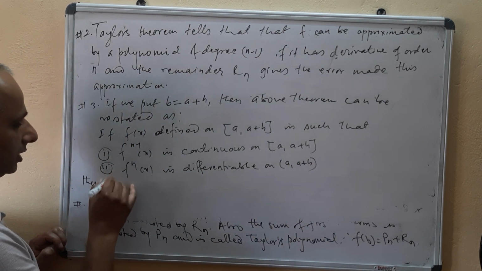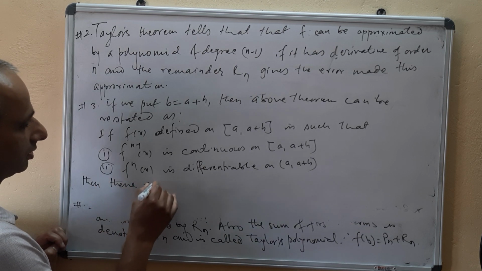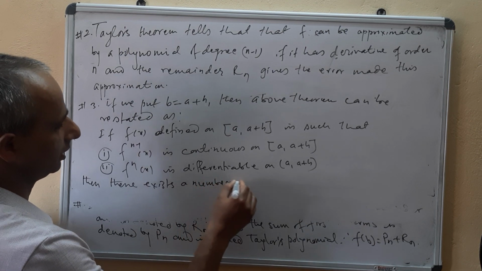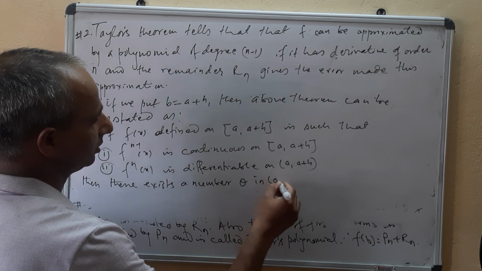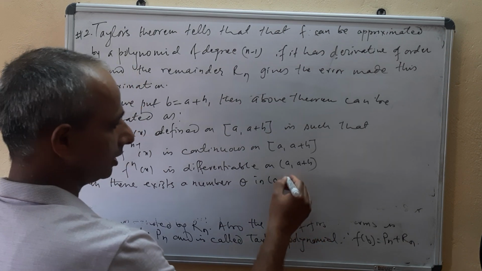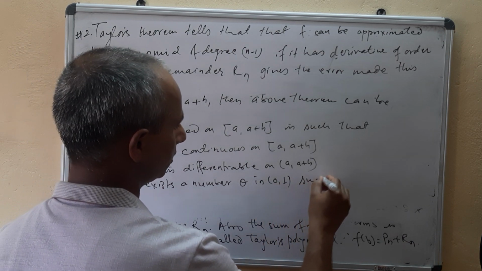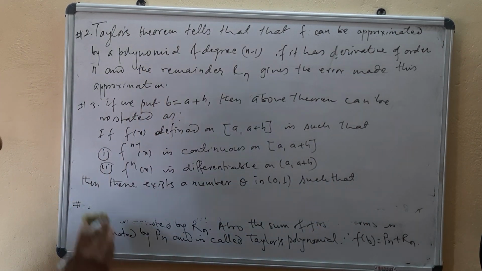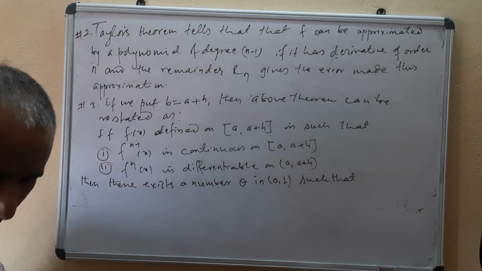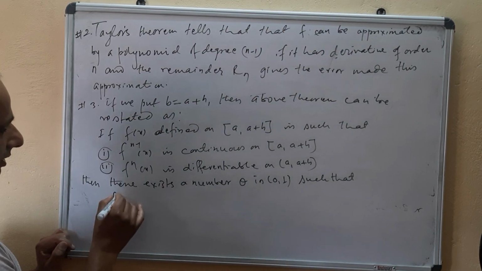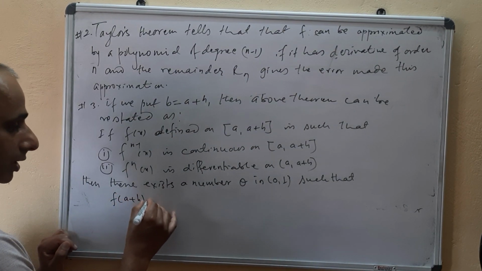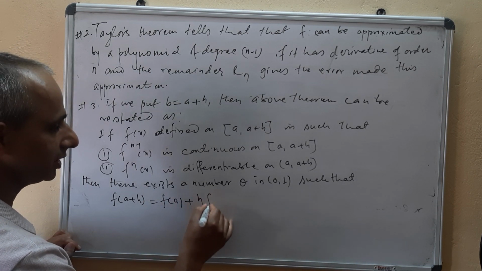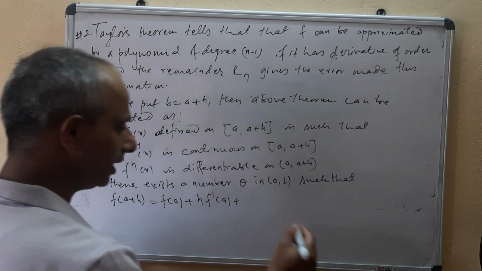then there exists a number theta in the open interval 0 to 1 such that, now in place of f of b we'll be writing f of a plus h, equal to f of a plus, there was b minus a, then here will be h f dash of a plus b minus a whole square.